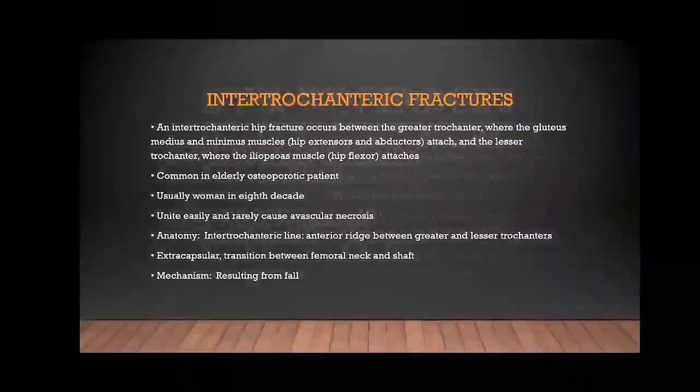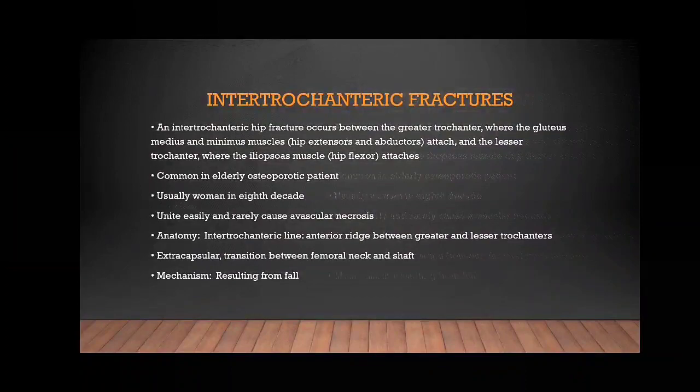Then moving ahead with the next topic, which is intertrochanteric fractures. So as we know, intertrochanteric fractures are extracapsular fractures which occur between the greater trochanter, where the gluteus medius and minimus muscles, which are the abductors of the hip, are attached. The lesser trochanter is where the iliopsoas is attached. So if the fracture line is in between these two bony landmarks, we call it an intertrochanteric fracture.